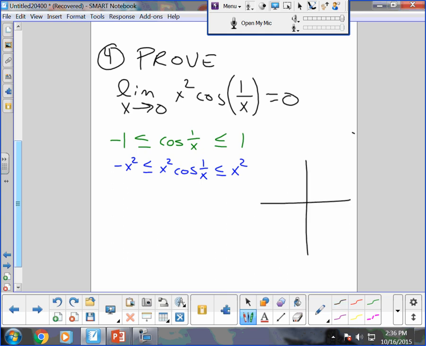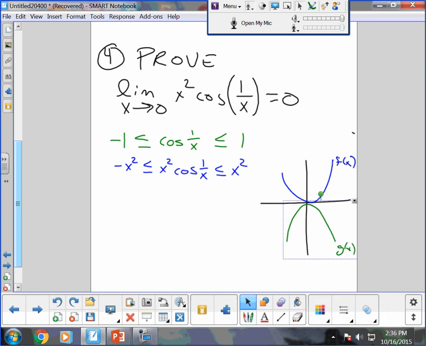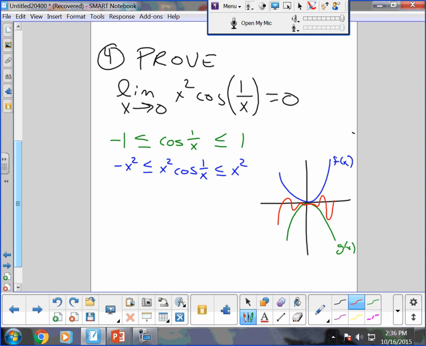But I have just bound my function. x squared, I'm going to call f of x. Negative x squared, I'm going to call g of x. That should be on the origin, it's a little off on the board. And then my red function today is this bouncing one, and I'll call that h of x. I have just bound h of x between f of x and g of x. Does everybody see that? And that is one of the conditions on the squeeze theorem.